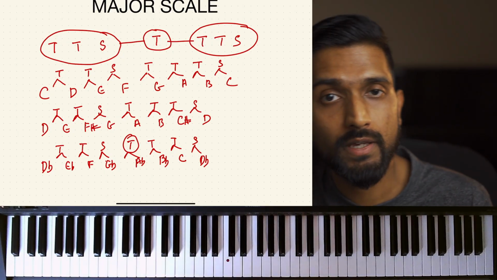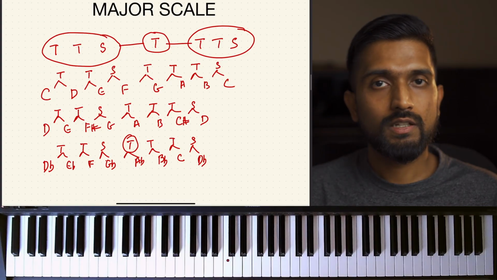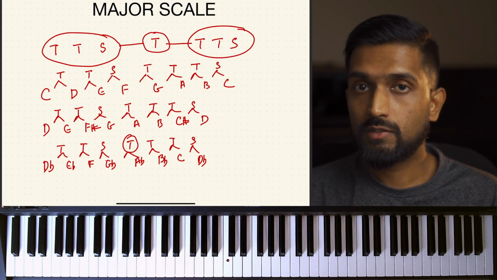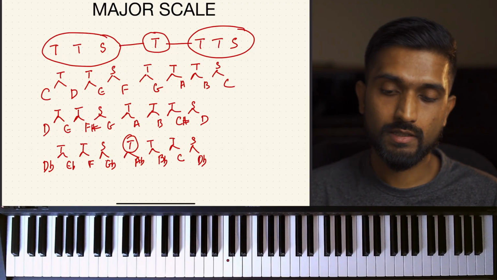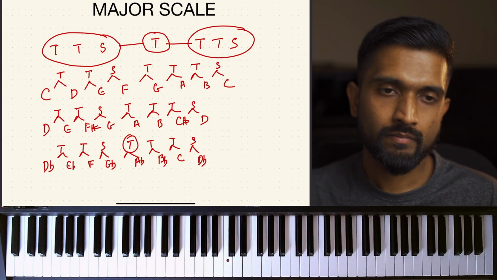So that's your D flat major scale. So that's how you construct major scales. Since there are 12 notes in music, you can construct 12 different major scales from all these different notes. You just need to remember the formula and apply it.